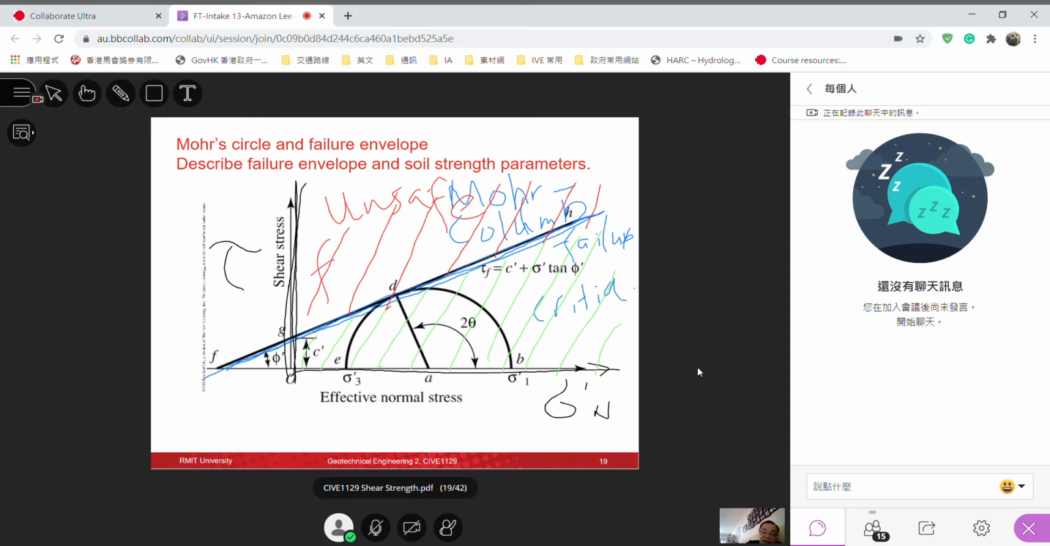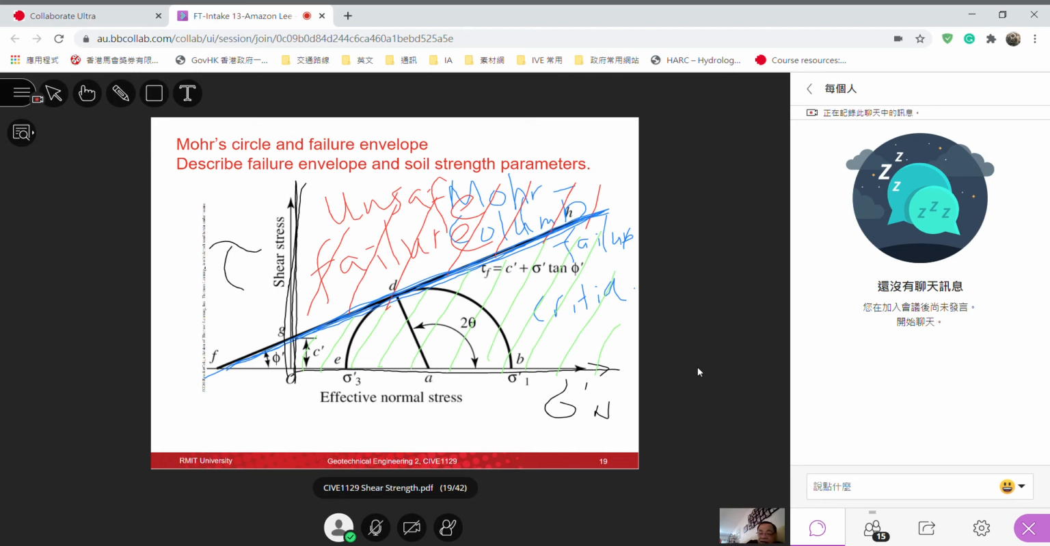Basically, you have failure. Your soil will collapse. Your soil structure, your soil mass will collapse. Okay. The criterion dictating safe and unsafe is this straight line.